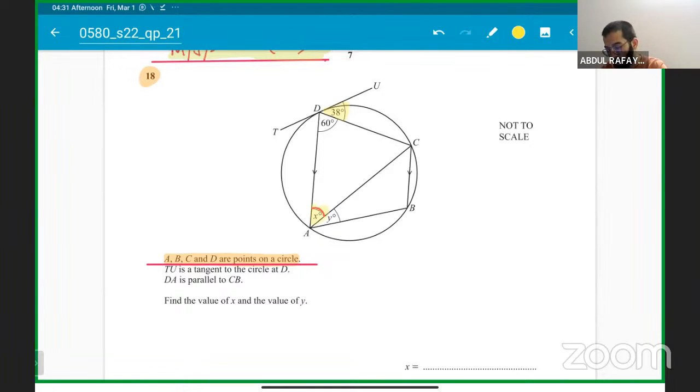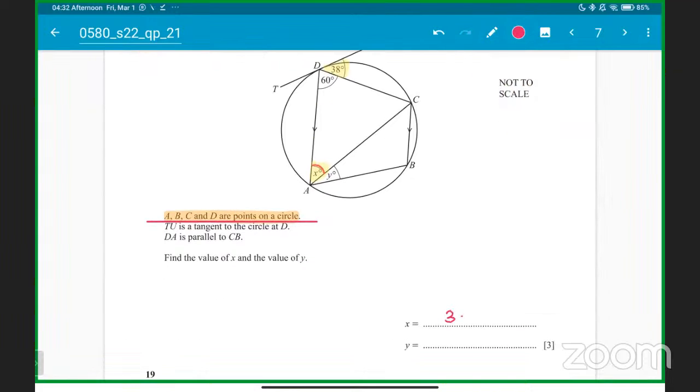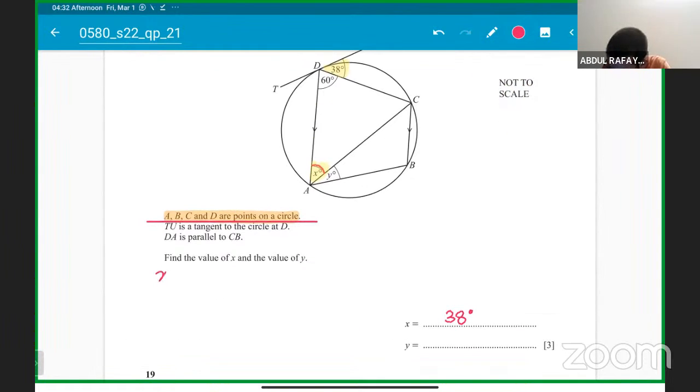Is everyone getting that? Any questions, anyone? So x will be equal to 38, and you can write it down, just for safety, to make sure that the examiner gives you full marks. So that is the alternate segment theorem that you can write here, guys. Everyone got it? And whatever concepts we have just studied are being tested again.